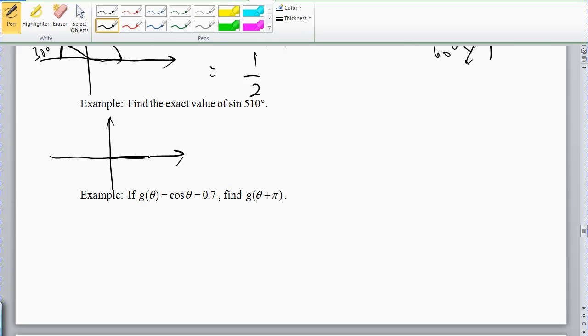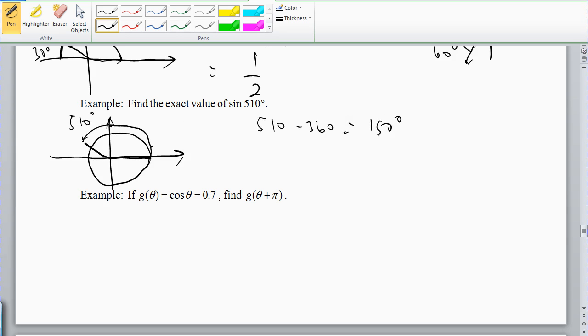I'm going to start here. And since we're doing 510, I'm going to go all the way around. That's 360. And then if I go 90 more, that's 450. And then I need to go 60 more, and that's 510. Or in other words, you take 510 minus 360, what do you get? 150 degrees.